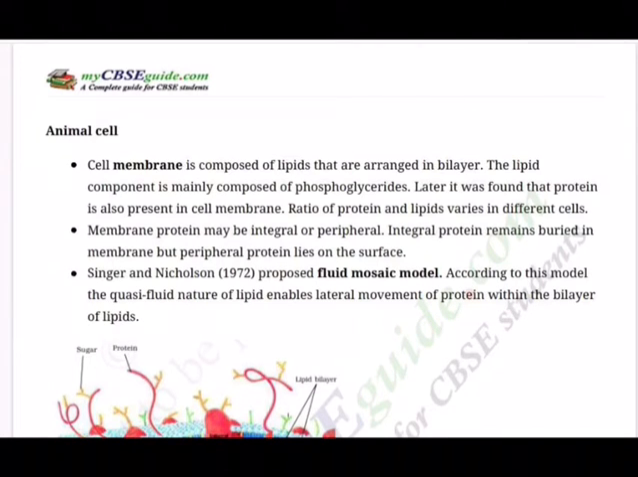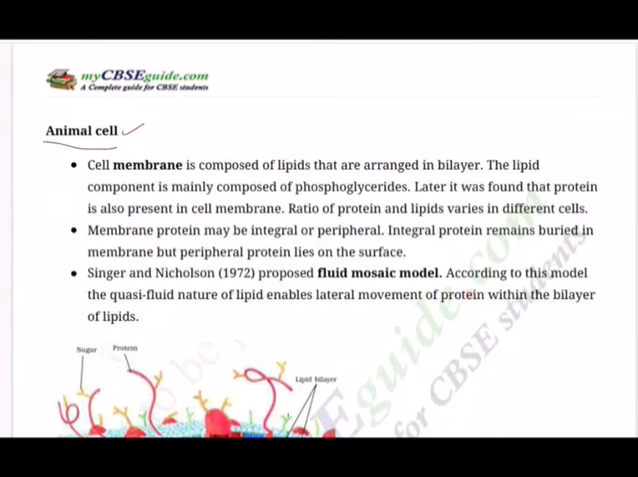Basically, the cells that are present in plants are called plant cells, and the cells that are present in animals are called animal cells. So in animal cells, compared to the plant, the cell wall is absent.